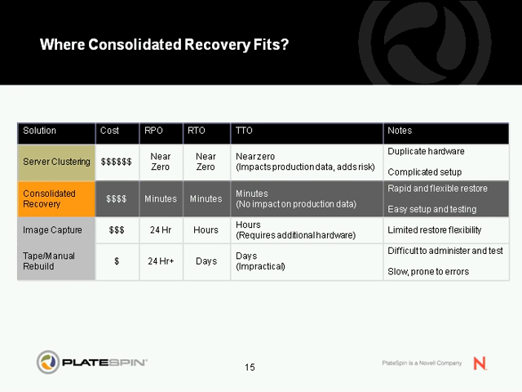But finally, I just want to put where consolidated recovery fits in the scale of different solutions for disaster recovery and availability. Down at the bottom, we have the typical tape manual rebuild, and we've talked about some of the challenges of that. It's a low-cost, well-understood solution, but it definitely does have some limitations. It's difficult to administer and test. It's slow, and it's prone to errors. It also gives you higher recovery time and recovery point objectives than you might typically want in today's more modern workloads.